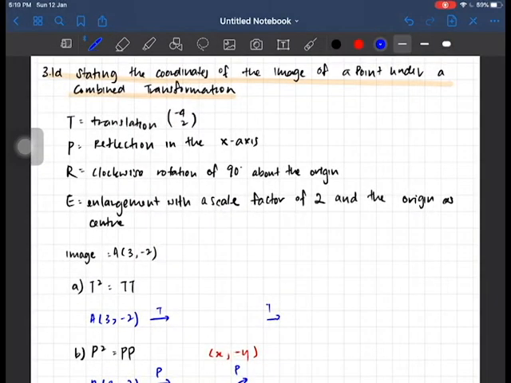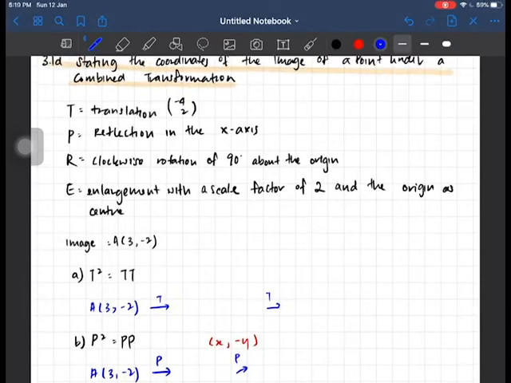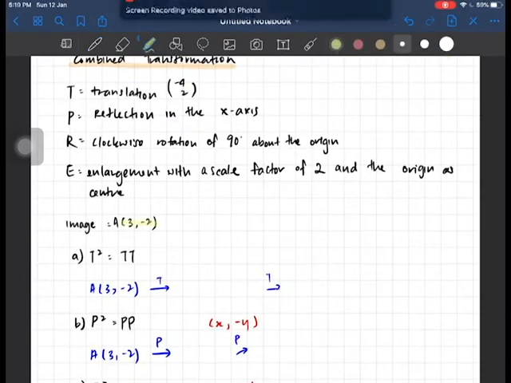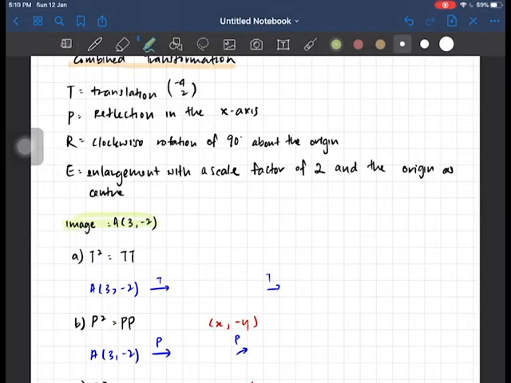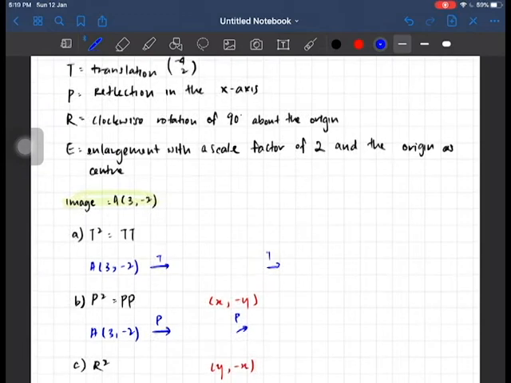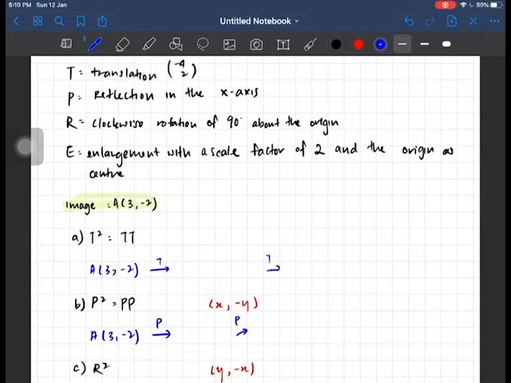So the next subtopic will be learning about how to state a coordinate without actually drawing it, which is a lot faster. So, alright, here's our image. 3, -2. And then it goes A, right? The first question is TT. So and it goes 2 times of translation.